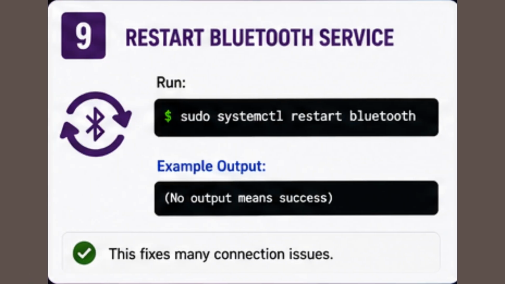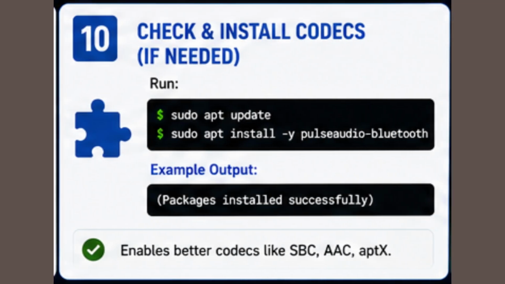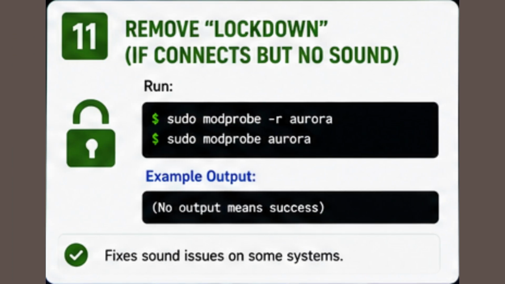This sets high quality audio, and then you can restart your Bluetooth service by typing this command, and then you can check and install codecs if needed. Type these two commands one by one, and then you can remove the lockdown. So you're going to see this kind of command, run this command one by one.